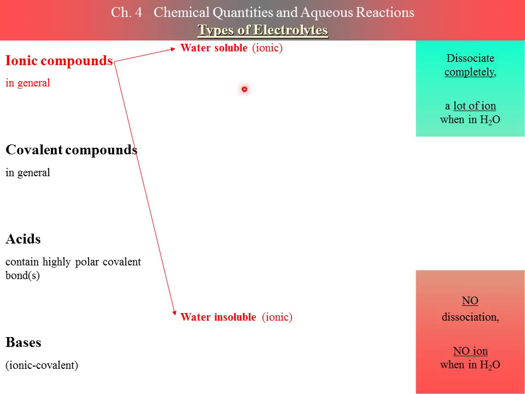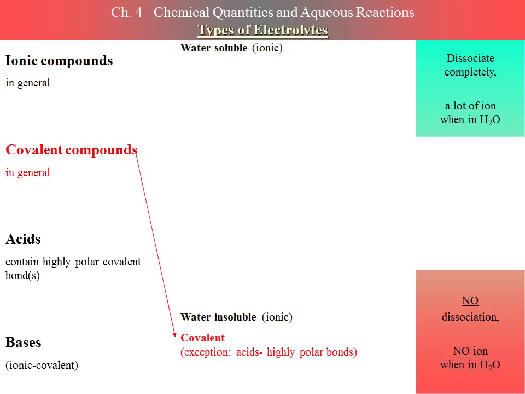When they are water soluble, they are going to dissolve completely and they are going to give a lot of ions to water. If they are water insoluble, they are not going to break apart and they are not going to give any ions to the water. Covalent compounds may be soluble, they may be insoluble in water, and that's irrelevant. They do not break apart, they do not give ions to water.